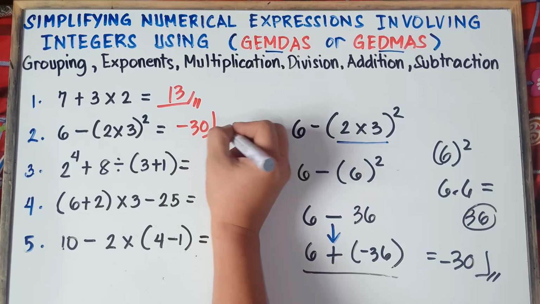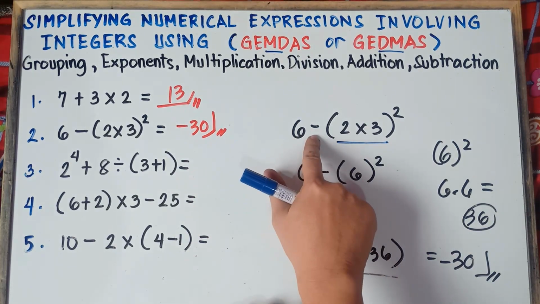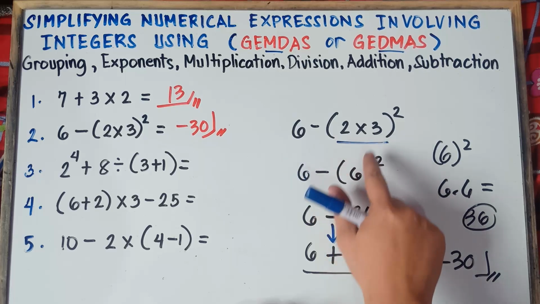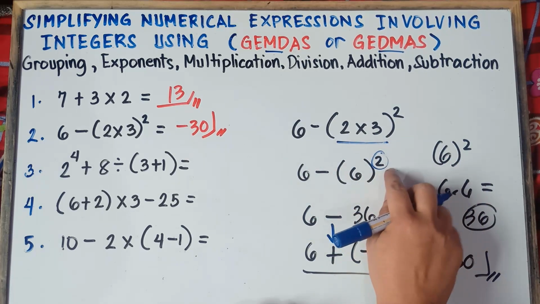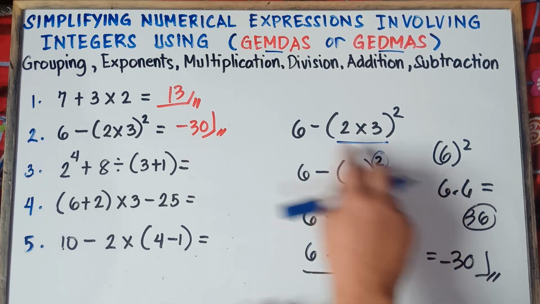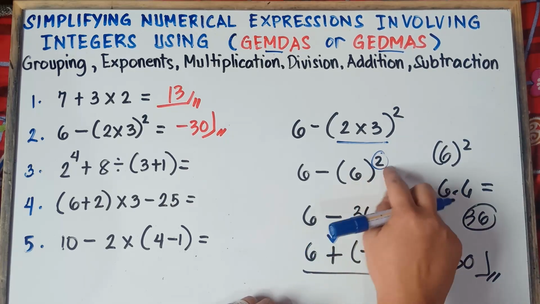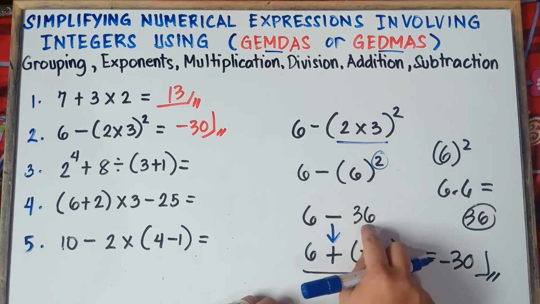So let me just explain that one, class. Once again, we will be explaining this one step by step. Copy 6, copy minus sign, simplify inside the parentheses. 2 times 3, that would be 6. You still have square, so you simplify this one first before you subtract. Exponents come first before subtraction. So 6 squared doesn't mean 6 times 2, it means 6 times 6. And 6 times 6, that would be 36.